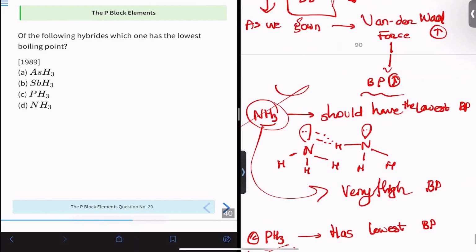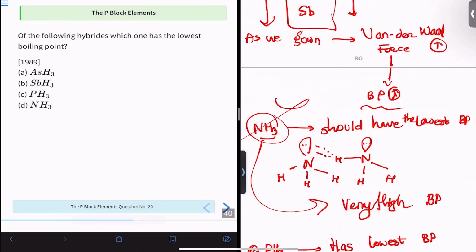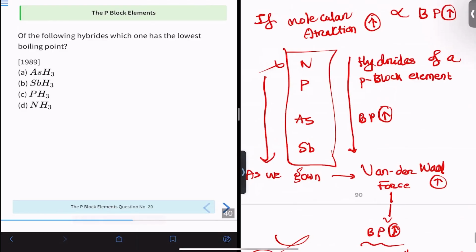Did you guys understand what happened here? Again, as we go down in the order, the boiling point increases because of the van der Waals force of attraction between them. According to this logic, ammonia should have been our answer. But ammonia has its own hydrogen bond, which keeps its boiling point very high. So ammonia cannot be our answer. We are left with the next in the order, phosphine. So phosphine is the answer.